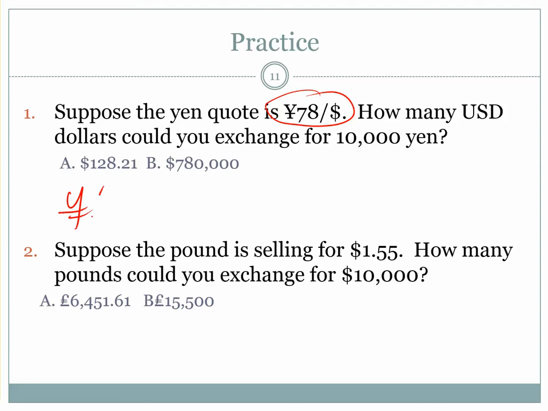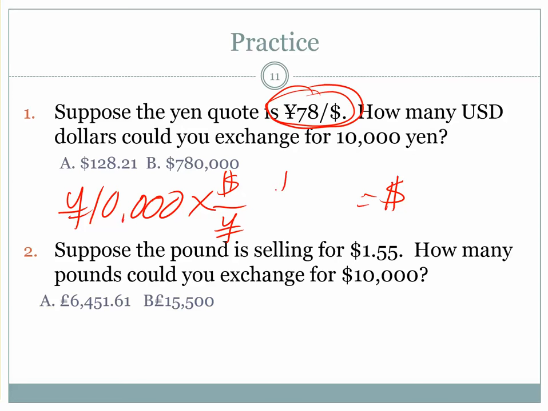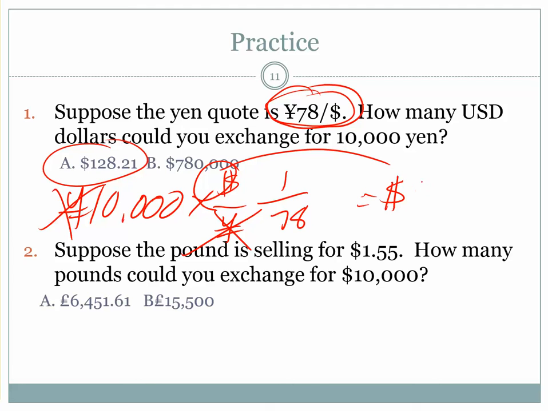If you have 10,000 yen, you can convert that to dollars by using a ratio of dollar over yen. However, this is a yen over dollar exchange rate. So I need to flip this to make it a dollar over yen exchange rate. The yen cancel out, the dollar goes forward, and you get 128.21.